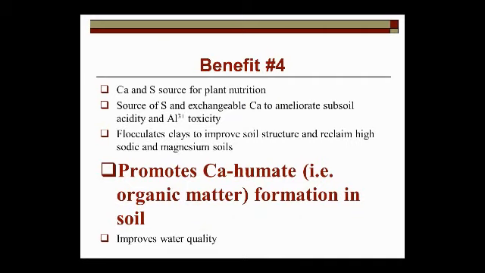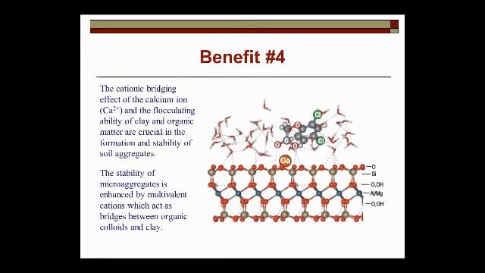Number 4, promotes calcium humate or organic matter formation in soil. Soil scientists have known for many, many years, I would say maybe 100 years or more, that calcium acts as a bridging cation to help build organic matter in soil. There's some really nice recent work out of Brazil, actually, that details some of this. But I just have one slide to illustrate this.